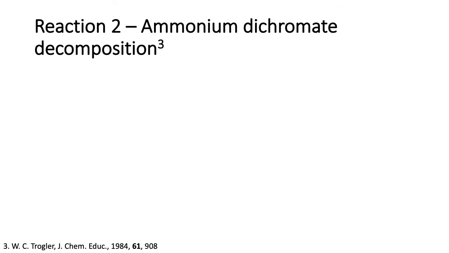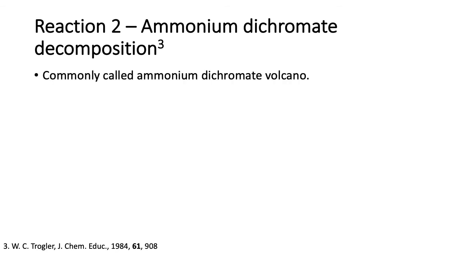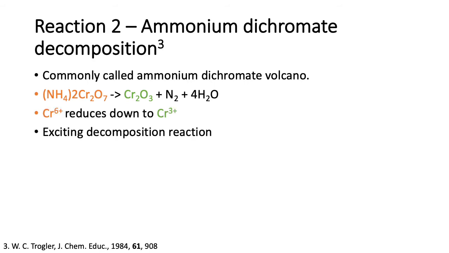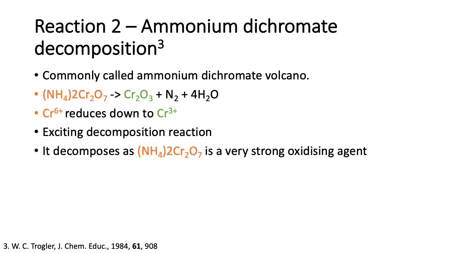The second reaction is the ammonium dichromate decomposition, or ammonium dichromate volcano. This is the reaction scheme. The chromium 6+ reduces down to chromium 3+. And it's quite an exciting decomposition reaction. This happens because the ammonium dichromate is quite a good oxidizing agent.